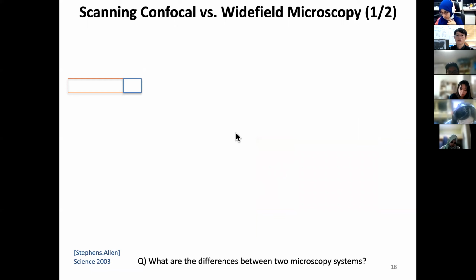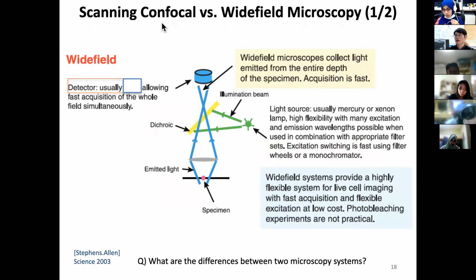So now I want to discuss scanning confocal versus wide field. It's always a good idea to compare what you know before with what you are newly getting. Let's compare. So this is wide field. You guys all know already. You shine the illumination light through the dichroic. You shine the specimen in a wide field. And that emission light from all over the specimen, you can collect it.